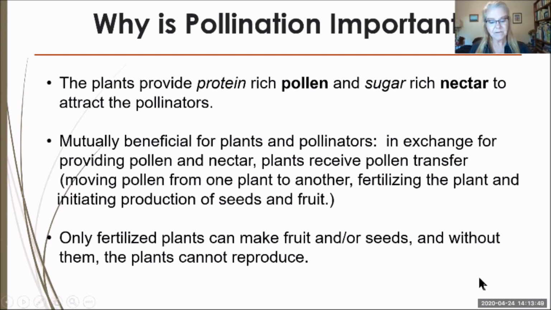So now let's take a closer look at these pollinators. And if you want, you can list some of them in your chat to get used to using chat.